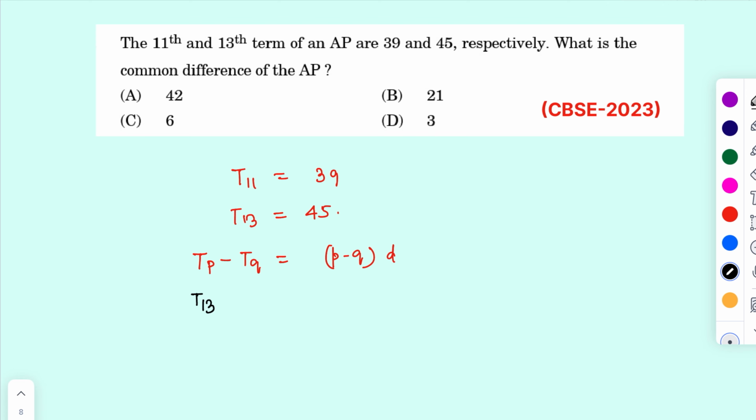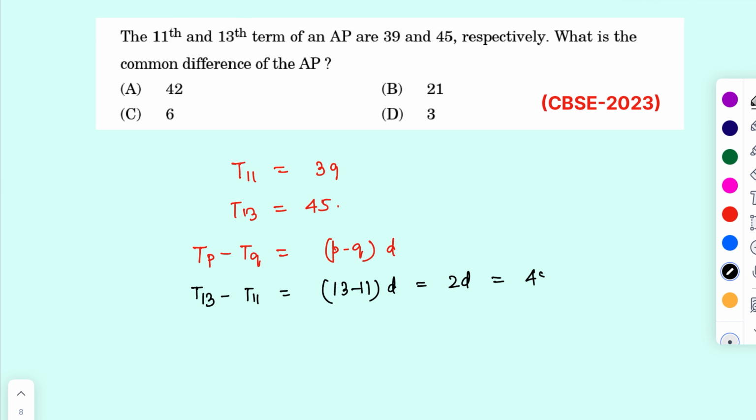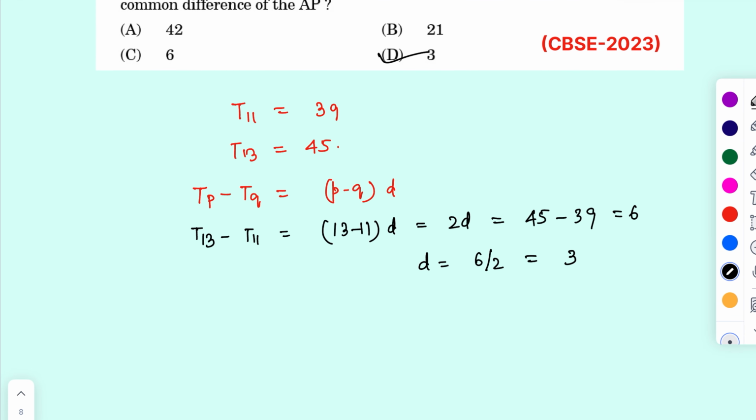So T13 minus T11 is equal to (13 minus 11) into d. So this will be equal to 2d. T13 is 45 and T11 is 39. So this is equal to 6. So d will be equal to 6 divided by 2, which is equal to 3.